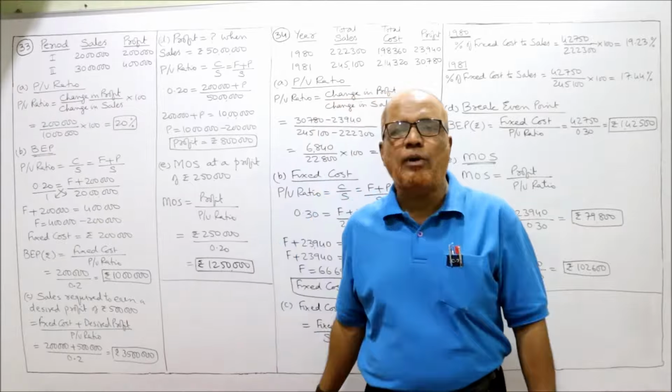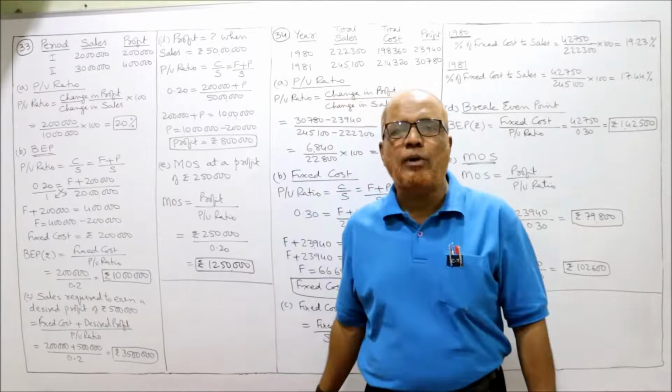Whenever two period data is given, the formula to be applied to calculate PV ratio is change in profit by change in sales into 100. Change in profit divided by change in sales into 100. This formula will be applied whenever two period data is given, right?